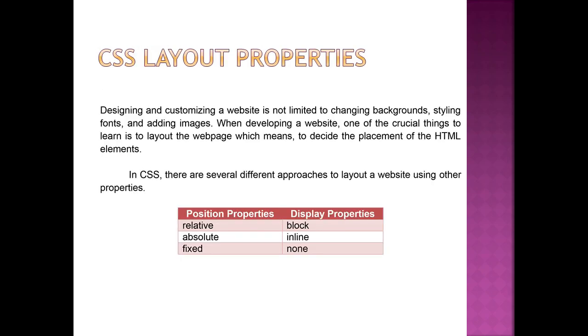Now we have CSS layout property. In CSS layout properties, we have position and display property. In position, we have relative, absolute, fixed, and static. In display property, we have block, inline, and none.